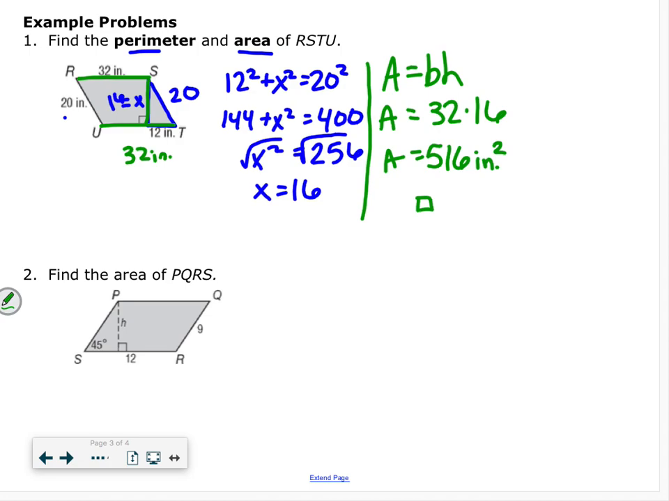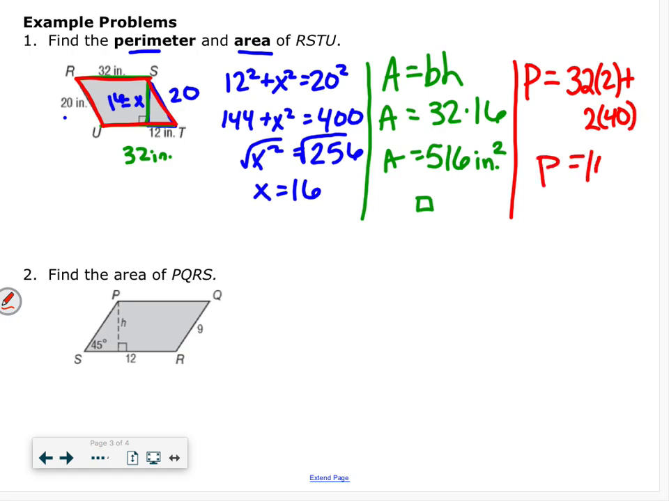As for the perimeter, it is going to be the distance around, so we just need to add up the 32, 20, 32, and 20, or we have two 32s, and then we have two 40s. So if we simplify that, we should get 104 inches all the way around. All right, let's take a look at number 2.